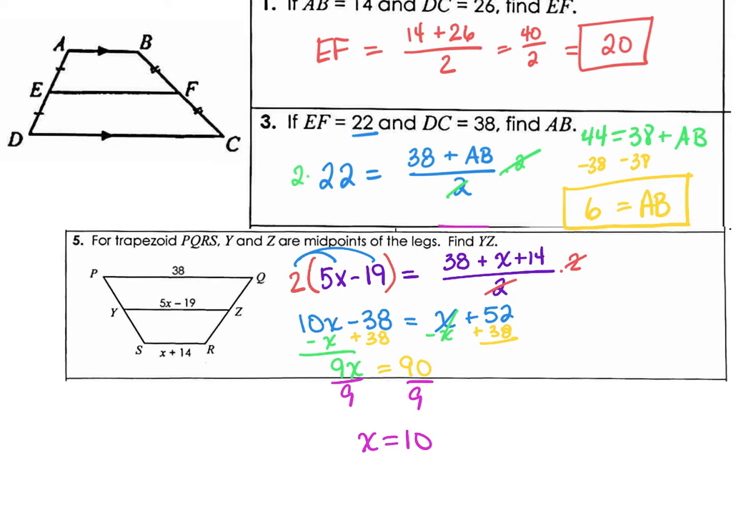However, they ask us to find YZ. YZ is my mid-segment. So I need to take that 10 and plug it into the equation for my mid-segment. So I need to say 5 times x, or 10, minus 19. So 5 times 10 is 50, minus 19 is going to be 31. So the length of YZ is going to be 31. All right?